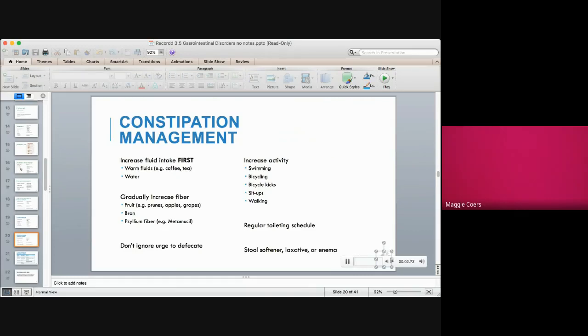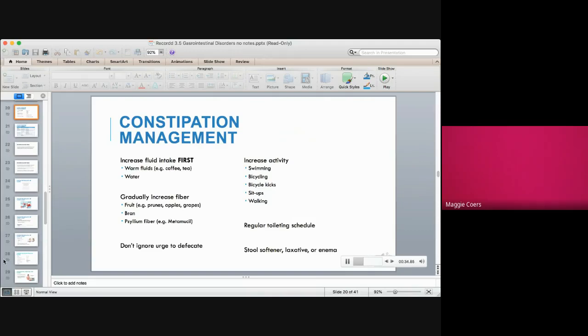All right, so here we go. Increase fluid intake first. That's the first thing we do for constipation. Things like warm coffee or tea can be increased throughout the day. That helps, or just drinking water. Increasing the fiber in the diet. So we could give a fiber supplement, but things like increasing fruit and bran can really help. Apples, grapes, and prunes are good foods, and they promote a healthier diet as well.